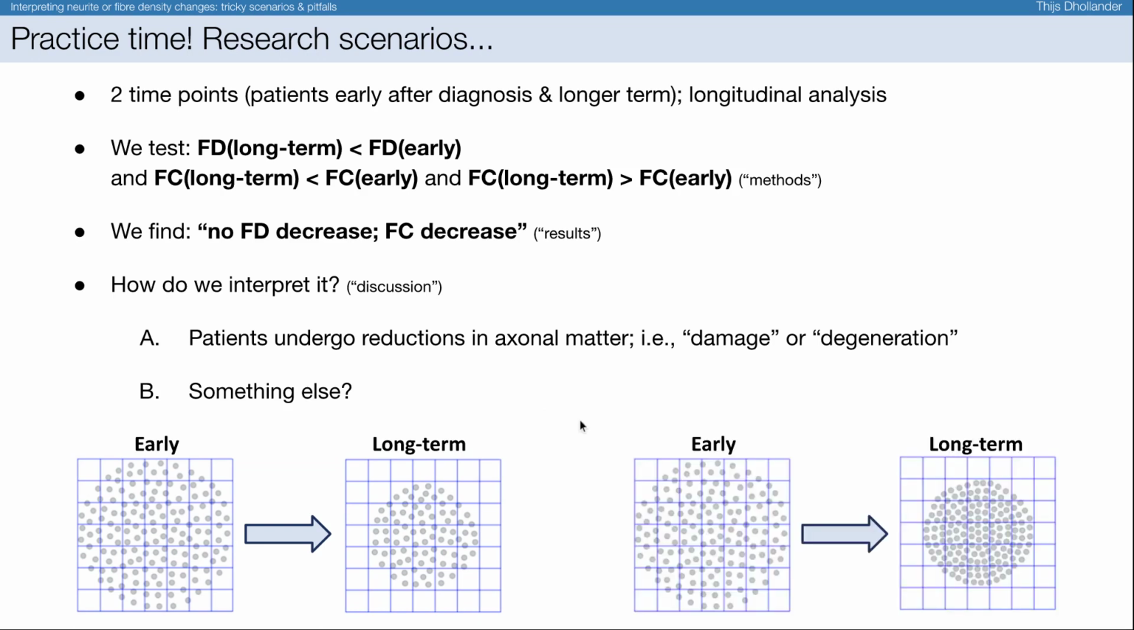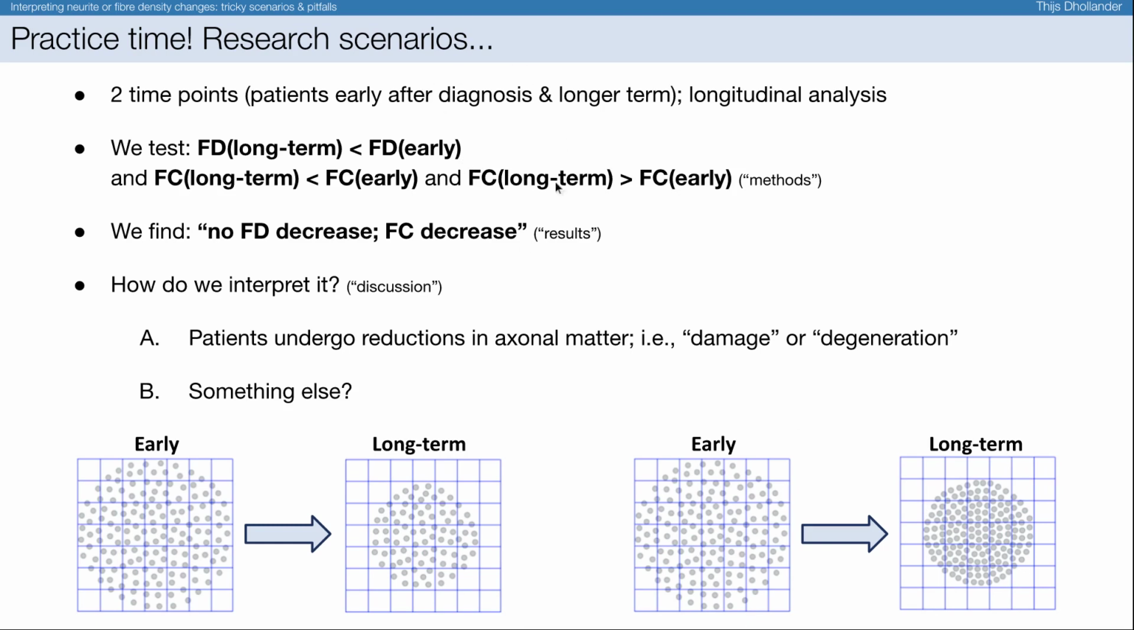Well, how about this? Early on we got this. We asked, is the FC decreased? And we found it indeed. The fiber cross-section is decreased. But we also checked, is the FD decreased? And the FD is indeed not decreased. No, the FD is increased.